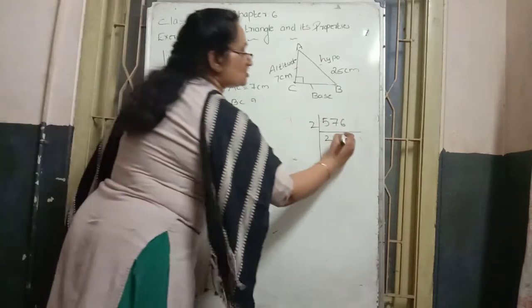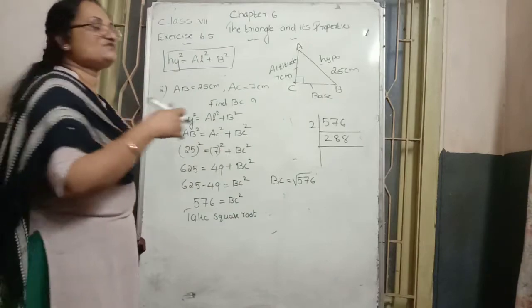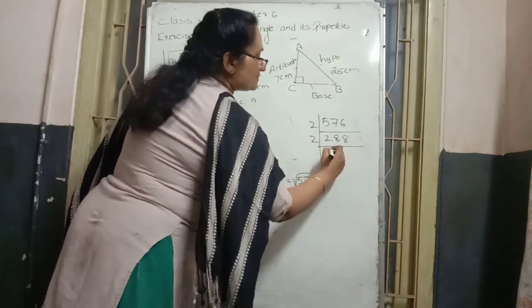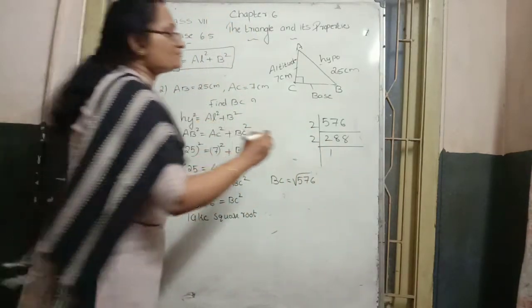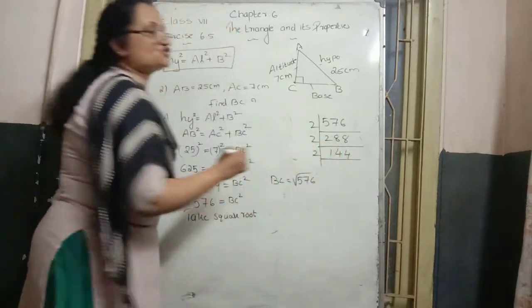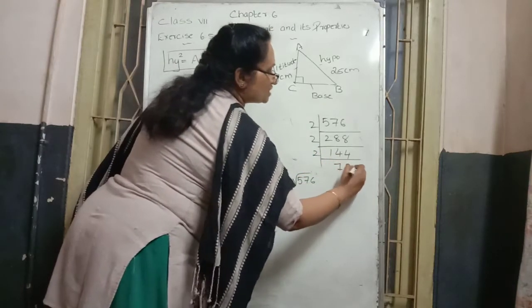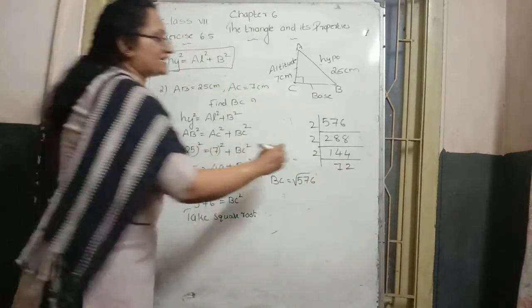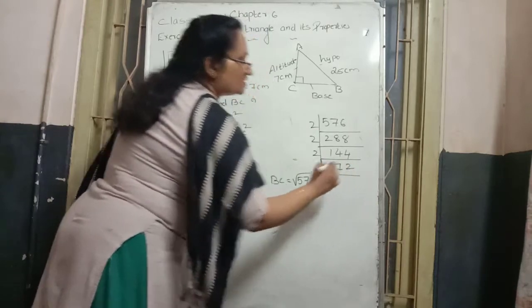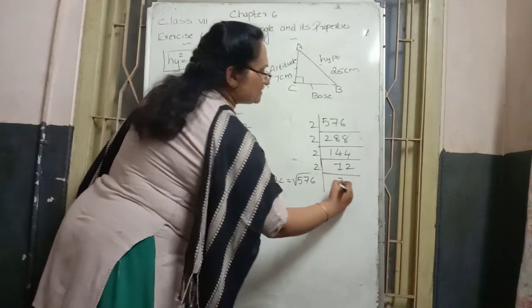2 table 16 is 8 times, giving 288. The unit place 8 is an even number, that's why we continue with 2. 2 table 2 is 1 time. 2 table 8 is 4 times. That gives 144, again divided by 2. Why? Because the unit place is 4. 2 table 14 is how many times? 7 times. 2 table 4 is 2 times, giving 72, again divided by 2. Why? The unit place is 2, that's why we divide. 2 table 7 is not there.